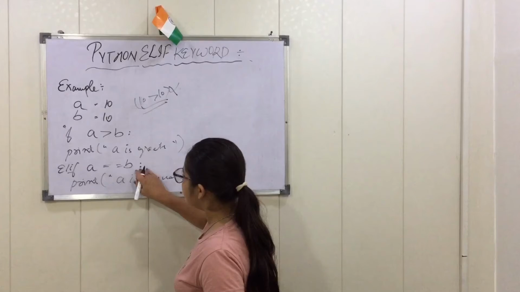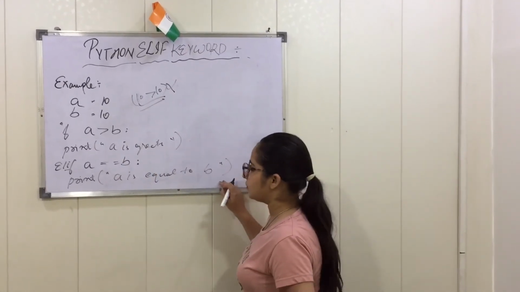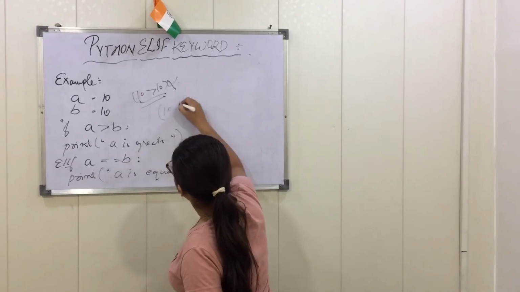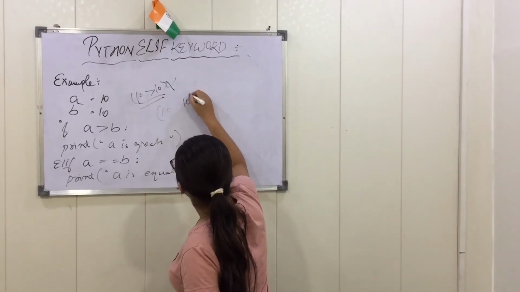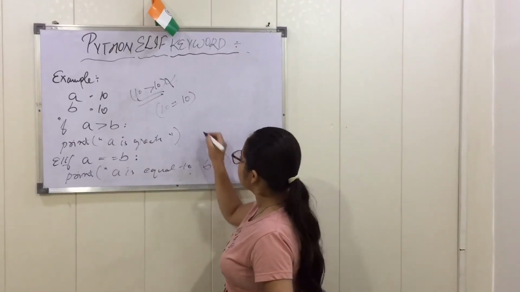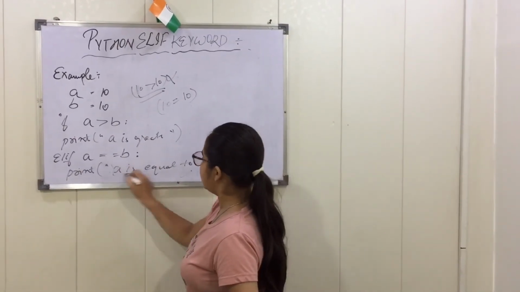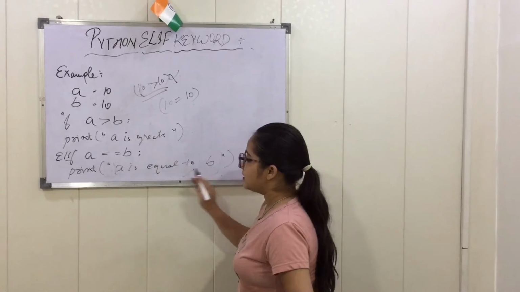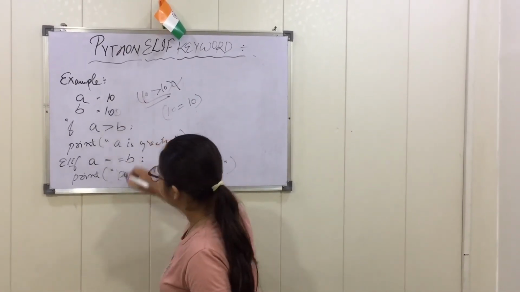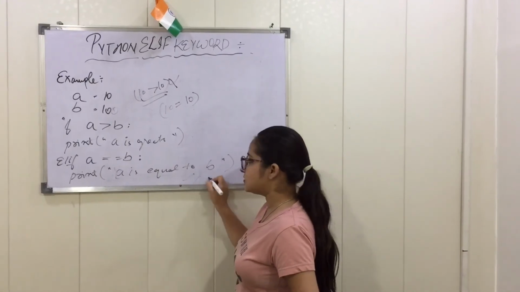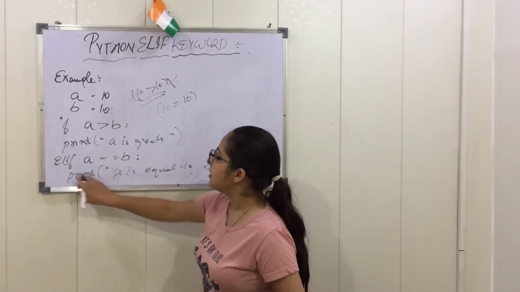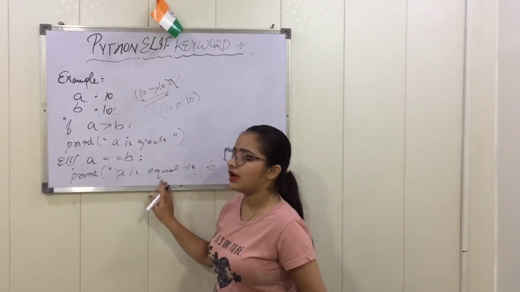If this condition is true, then this will be executed. We'll check here: A's value is 10 and B's value is also 10. So they are equal, and this condition is true. The output will be A is equal to B. If I make a correction, say I put 100 here, this is also false, so nothing will be executed. In this way we can use the elif keyword in the Python programming language.